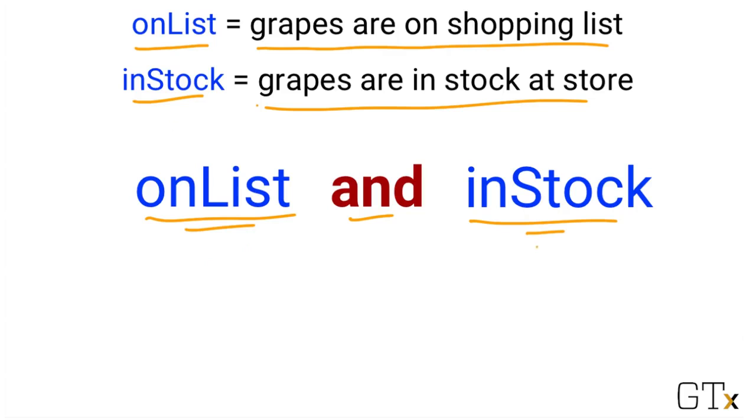If they're not in stock, then inStock would be false, and the entire statement would again be false. If they're both false, then it's certainly not true that they're both on our list and in stock, so the entire statement would still be false. It's only true if they're both on our list and in stock at the store.